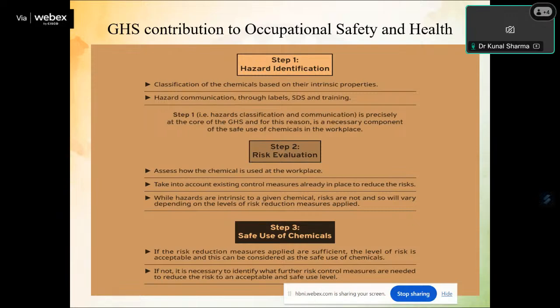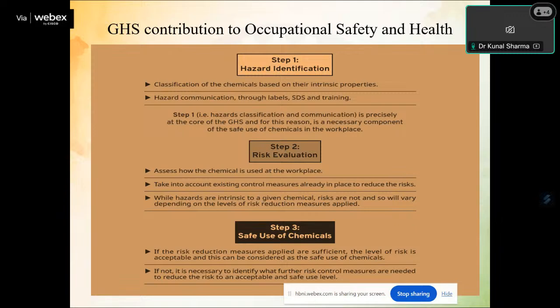If we are using chemicals safely, the chances of risk related to chemicals are very low. So if the risk reduction measures applied are sufficient, the level of risk is acceptable, and this can be considered as the safe use of chemicals. For example, we know that after this particular parameter, it will burn, it will show volatile nature, it will produce toxic fumes. So if we are using the measures at the time we know the saturation limit or the cutoff, then we can easily say, okay, after this point we can stop, and the measures are quite sufficiently applied.